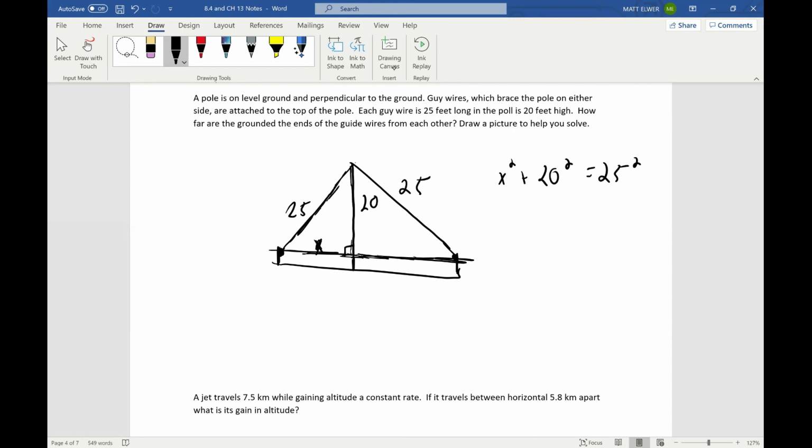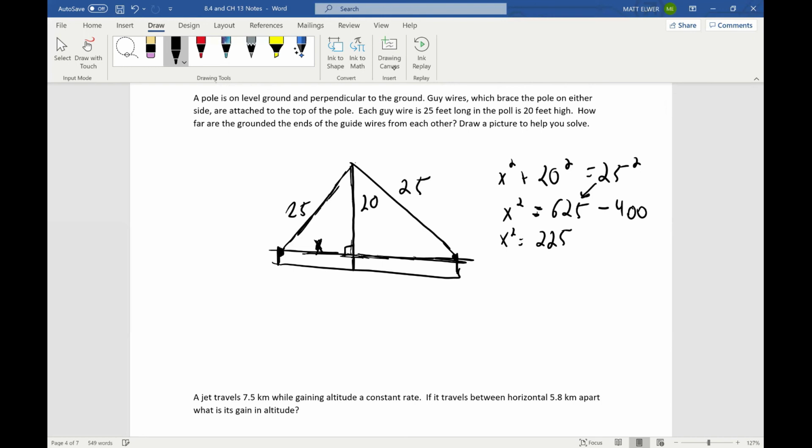So to simplify this, I'm going to square those numbers. So if I do that, we get what? 20 times 20, we get what? 400. So we get x squared. And I'm going to subtract that 400 on both sides, right? Because I want to start getting x by itself. And then I'm also going to do 25 squared. So we get 625 minus 400, right, is equal to x squared. If I subtract, we get x squared is equal to what, 225?